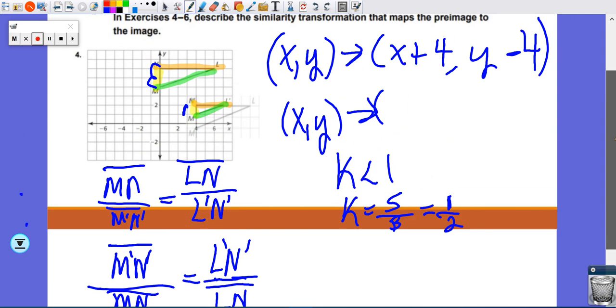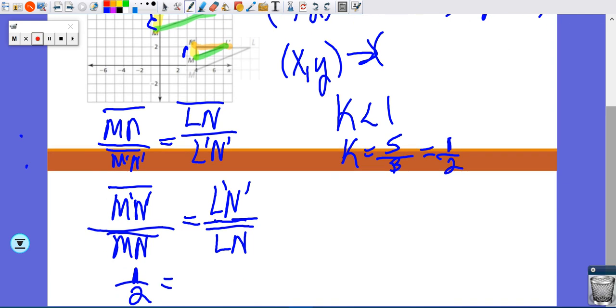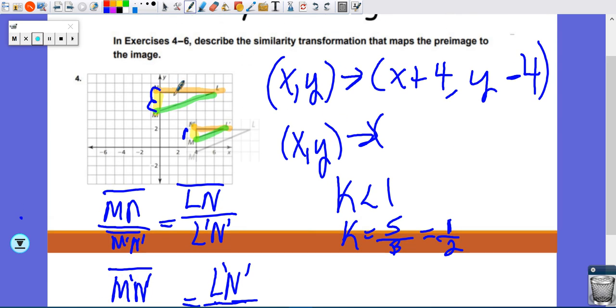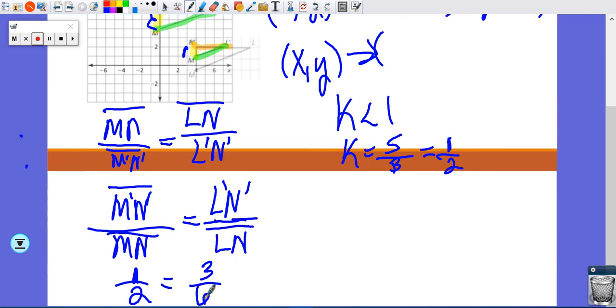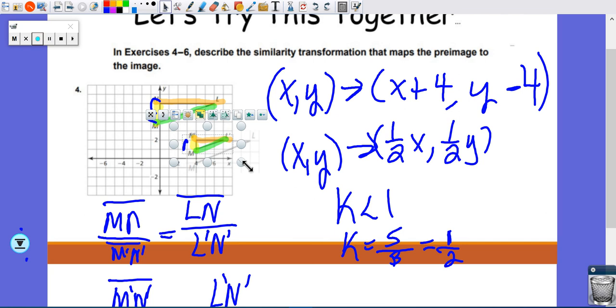And does that equal, this side is 1, 2, 3. LN has a length of 3. And then LN prime, 1, 2, 3, 4, 5, 6, has a length of 6. And do those equal? Yes. So my scale factor is 1/2. So here I'm going to tell the person, multiply both the x and the y values of the original picture by 1/2. And then we will be able to shrink this down.